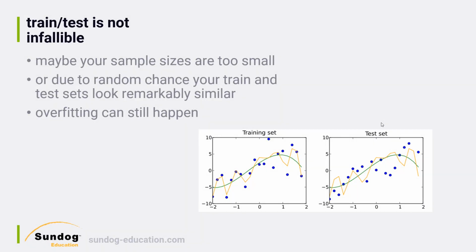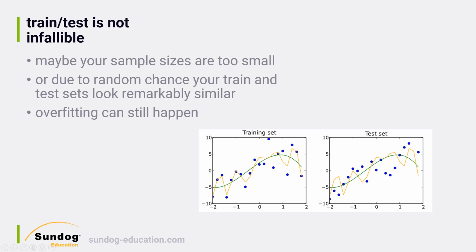Now, train/test is not infallible. If you don't have enough samples, for example, it is still possible to get weird patterns here. Or there might be some weird random chance that your train and test sets look remarkably similar. So overfitting can still happen. It's not infallible. Look at this example here.